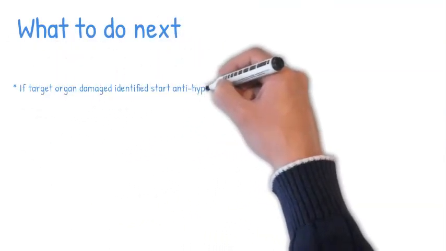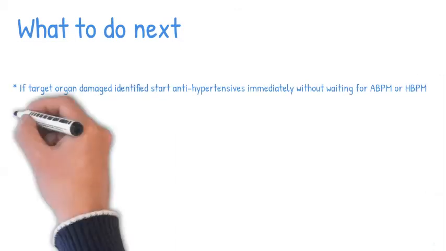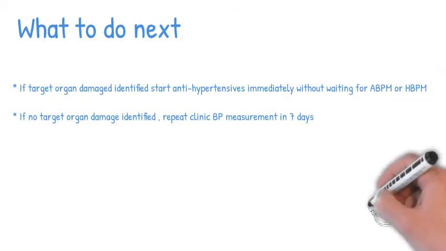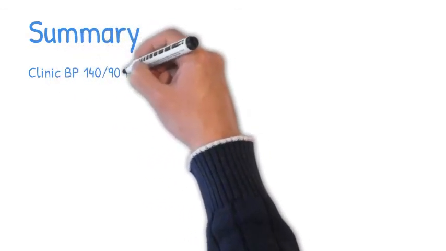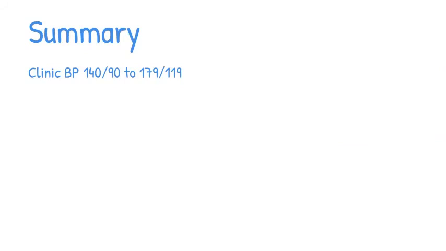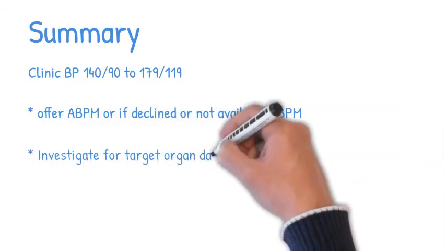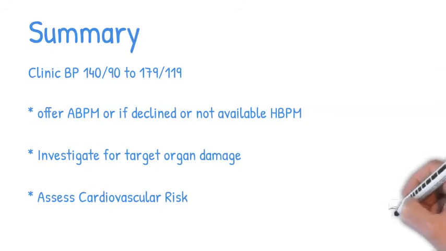What to do next? If there's evidence of target organ damage, then start the antihypertensives immediately. If no evidence of target organ damage, then repeat the blood pressure in the clinic in 7 days' time. So in summary, if the clinic blood pressure is between 140/90 and 179/119, arrange for an ambulatory blood pressure monitoring, or if this is declined or not available, arrange for home blood pressure monitoring for a minimum of 7 days. Investigate the patient for target organ damage and also assess their cardiovascular risk and arrange a follow-up appointment.